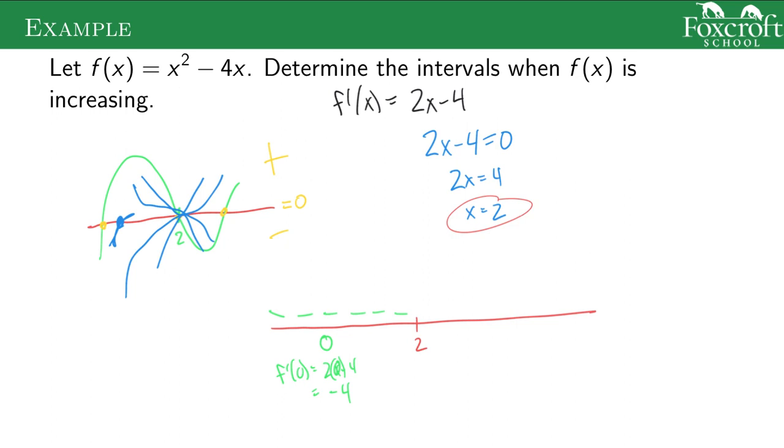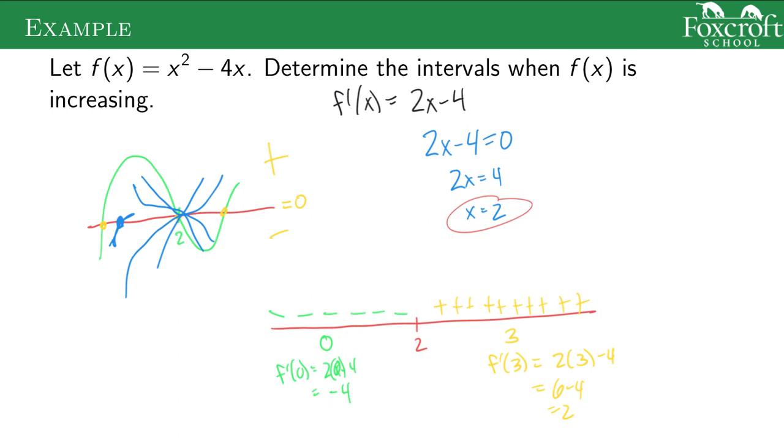What's a number to the right of 2? Let's use 3, because it's just to the right of 2. If I plug that in, again, I'm plugging into my derivative, because the whole thing is I want to know if my derivative is positive or negative. 2 times 3 minus 4, 6 minus 4, that's 2. I don't care about the actual value, I just care about the fact that it's positive. And since it's positive at 3, everything else in this region has to be positive.